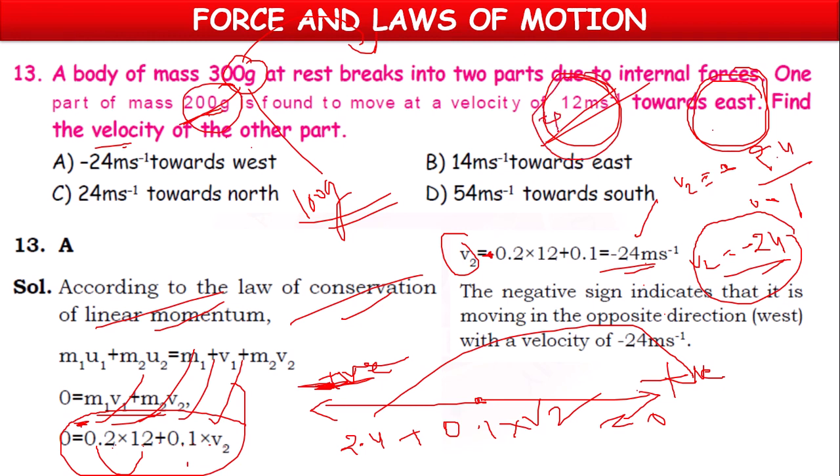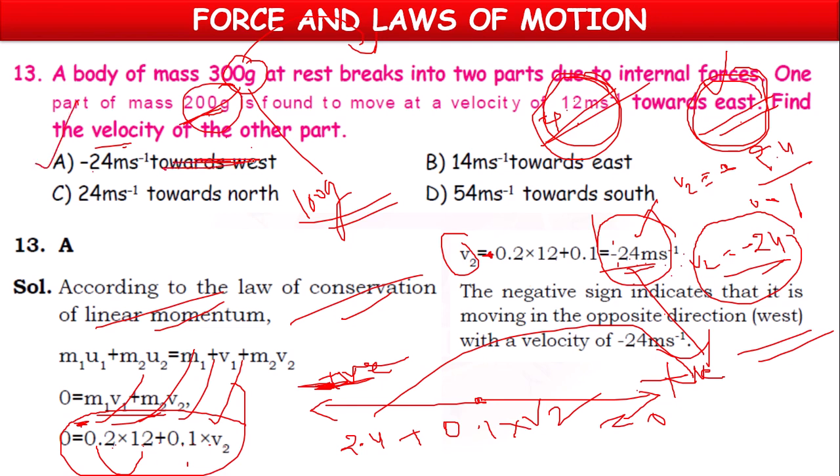which indicates, because the first particle velocity is positive, the second particle velocity is negative, means it is in opposite direction to the movement of first particle. The first particle is moving towards east, so this final particle is moving towards west. So we can remove minus and we have to tell 24 meter per second towards west. So option A is correct, children.